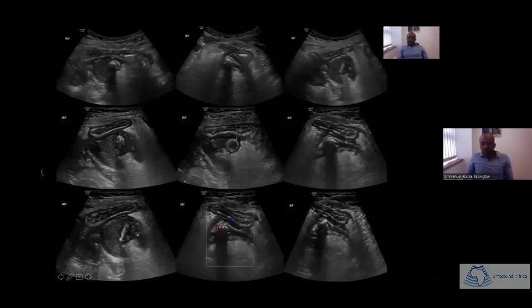Here you can see the base of the appendix. You can see the appendicolith and the posterior acoustic shadow. In here, the collection, and then the base of the appendix in the same view. So this was a case of complicated appendicitis. This patient would have had surgery.